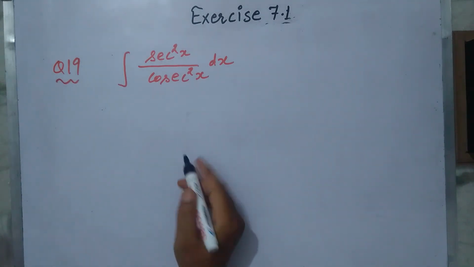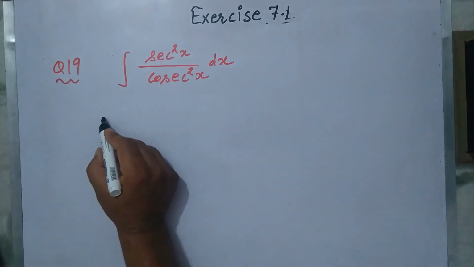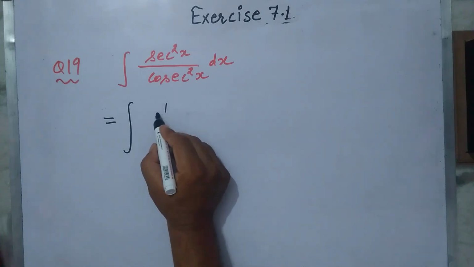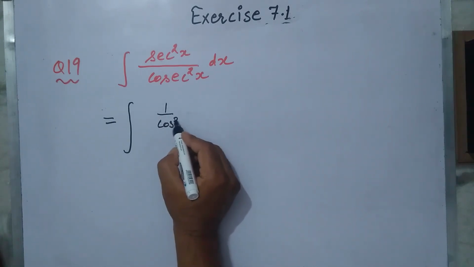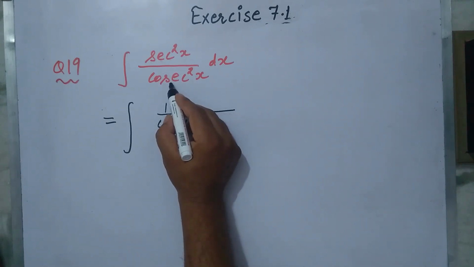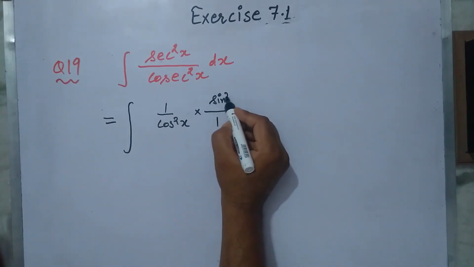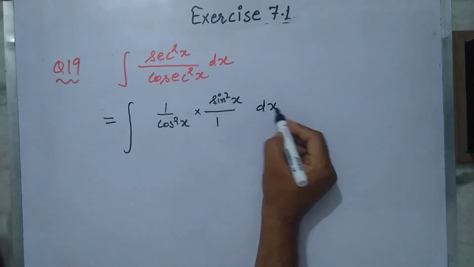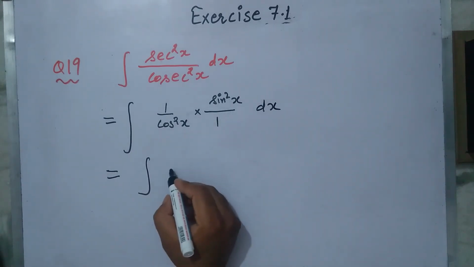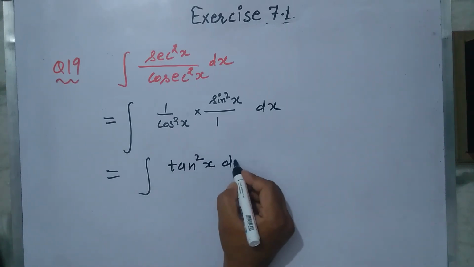Question number 19 is integration secant square x upon cosecant square x. So what is the meaning of secant square x? This means 1 upon cos square x, into, what is the meaning of cosecant square x? That means 1 upon sin square x dx. So this can be written as integration sin square upon cos square, tangent square of x dx.